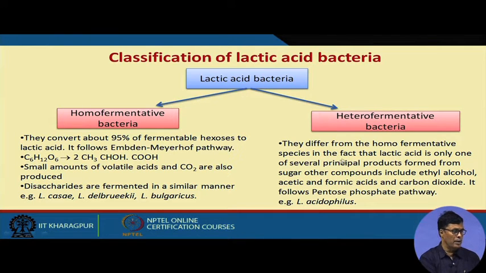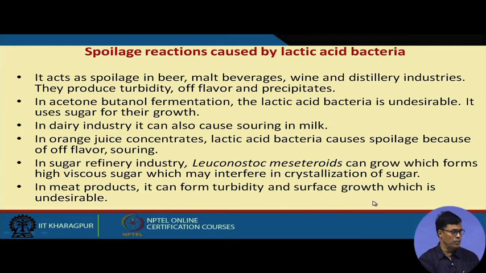And the heterofermentative process differs from homofermentative processes in the fact that it produces ethanol, acetic acid, formic acid and carbon dioxide. It follows the pentose phosphate pathway, and the organism used is Lactobacillus acidophilus.